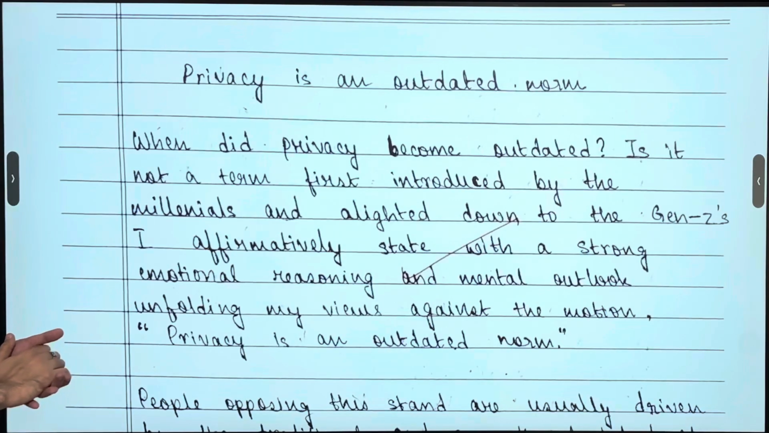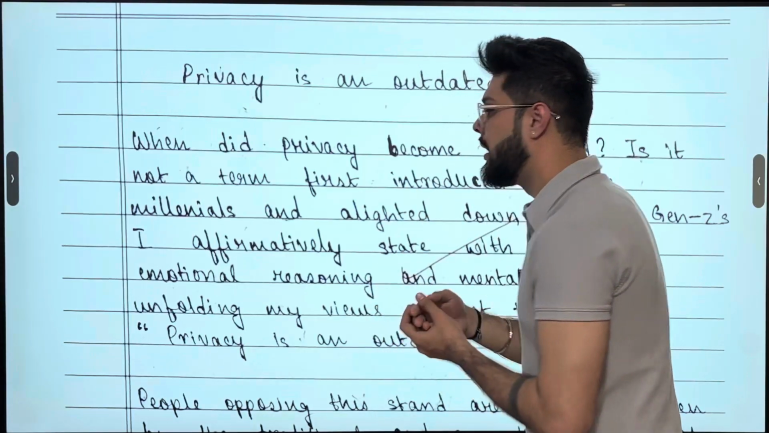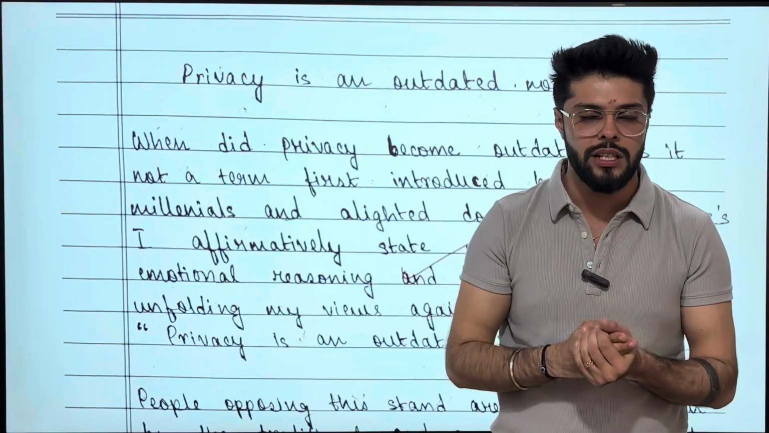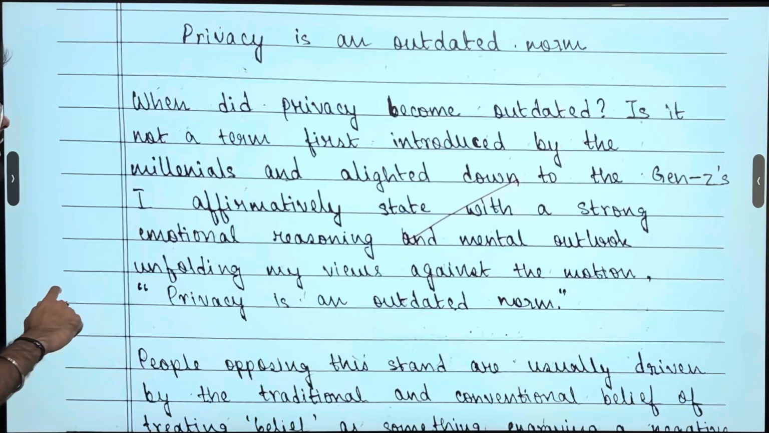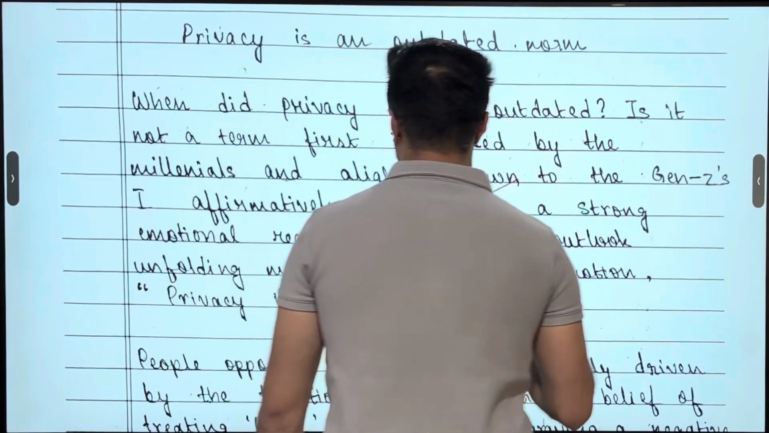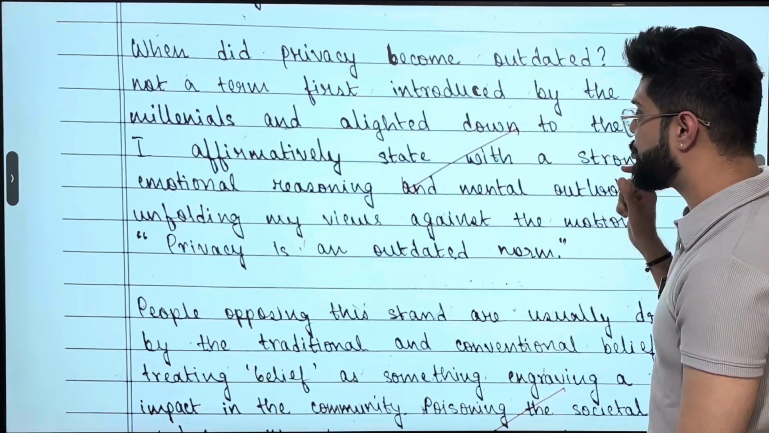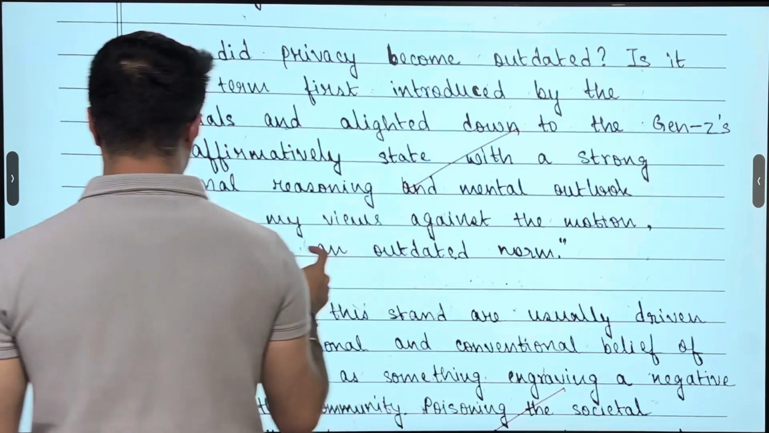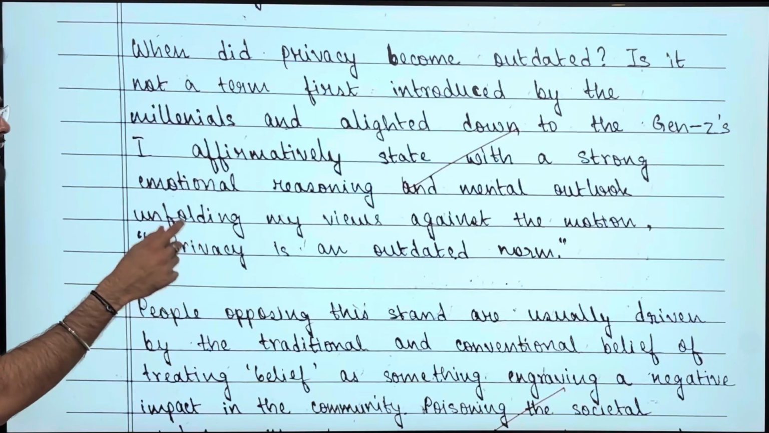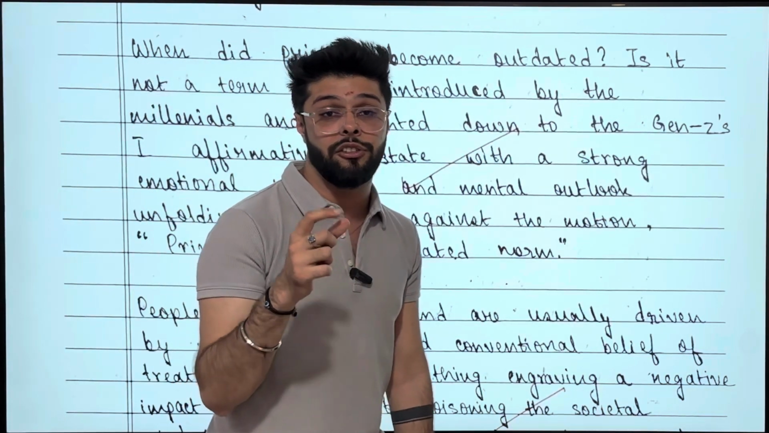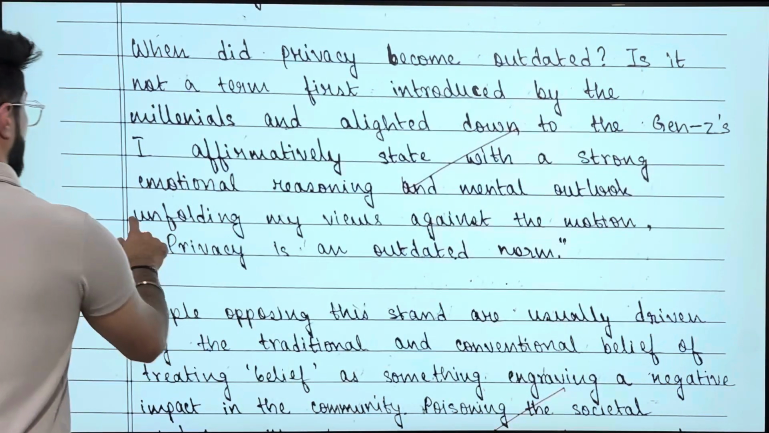Privacy is an outdated norm, for or against the statement. Okay, privacy is outdated - privacy was like old things, now it has become outdated. So when did privacy become outdated? Is it not a term first introduced by the millennials and alighted down to the Gen Zs? I affirmatively state with a strong emotional reasoning and a mental outlook, unfolding my views against the motion. Privacy is an outdated norm. That means he means to say that privacy is the right of an individual and it should not be intruded or invaded. Okay?